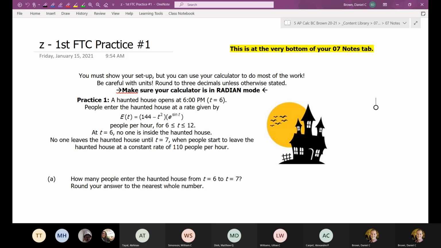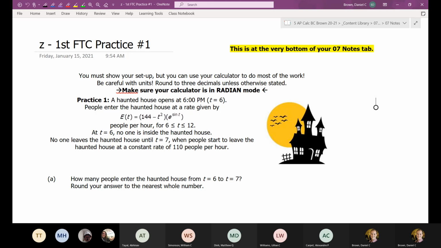On the AP exam, it starts off pretty easy, and then we get to part D, and we have to say, whoa, and it's going to take a little bit longer to do. This one is calculator required, so make sure your calculator is in radians. I am going to show you some tricks in the calculator, starting with this unit, and even more so next unit.